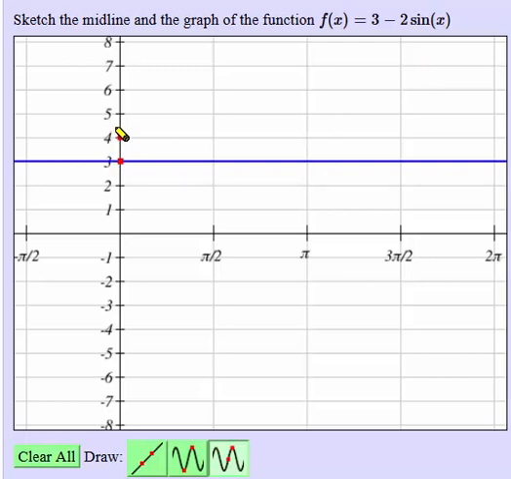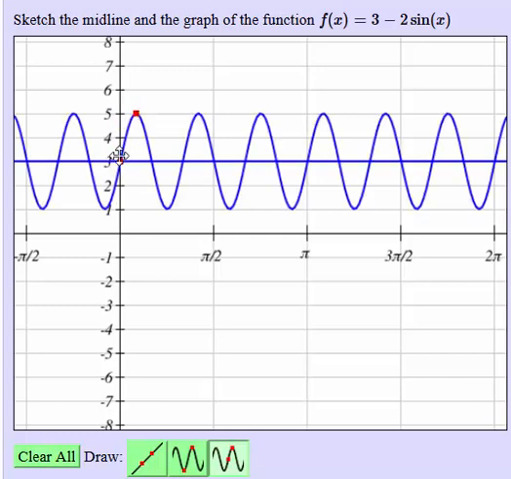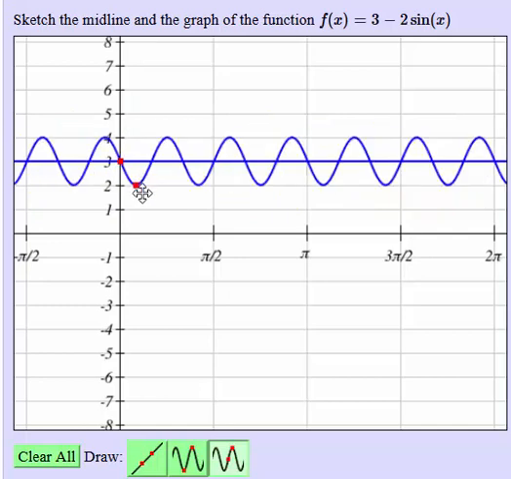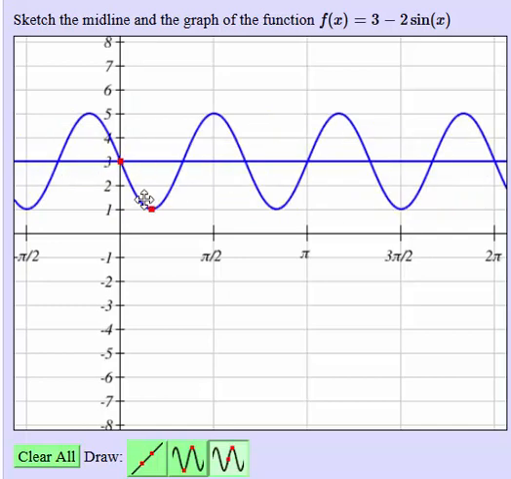Since the amplitude of my sine function is 2, I'm going to go up 2 units from there and move over. And you can see the shape of the sine function. Now if the coefficient on the sine were positive, this would be the correct shape of the graph. You would get the crest of the wave first and then the trough. However, my problem has a negative coefficient on the sine, so I must flip this upside down so that my graph starts out decreasing and you get the trough of the wave first and then the crest.